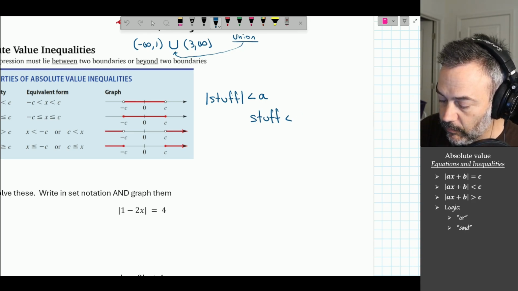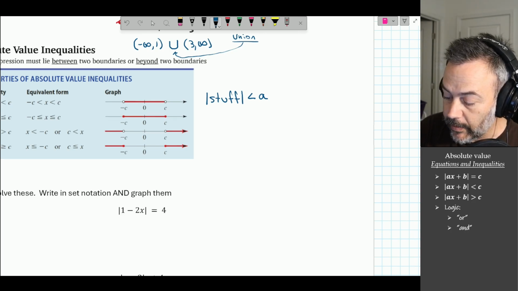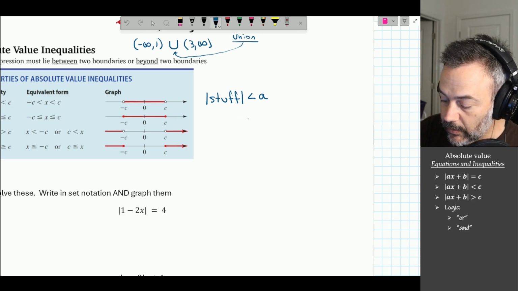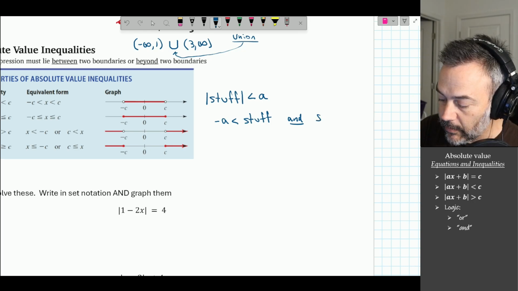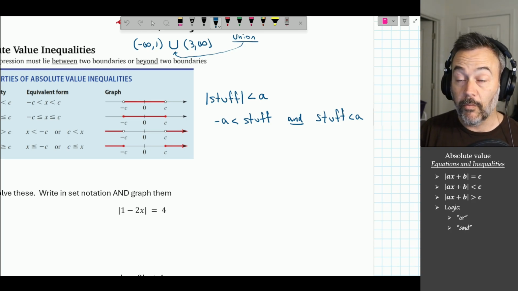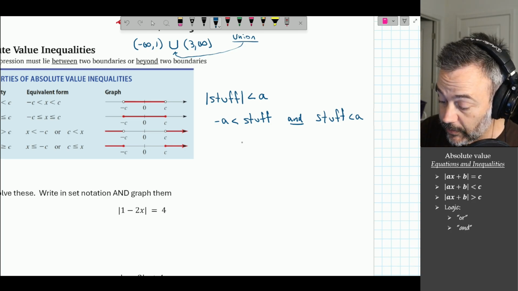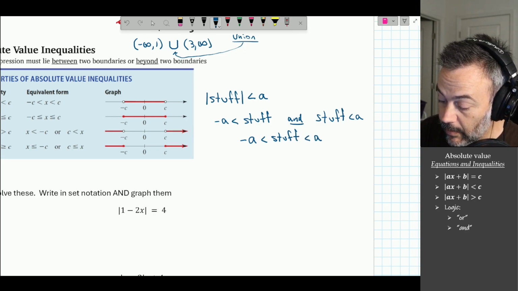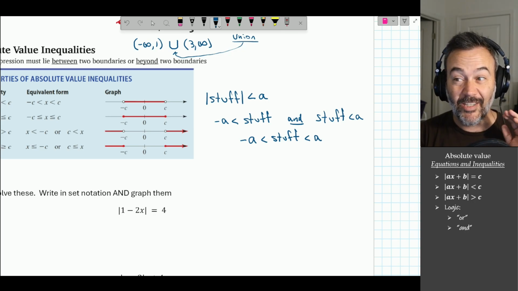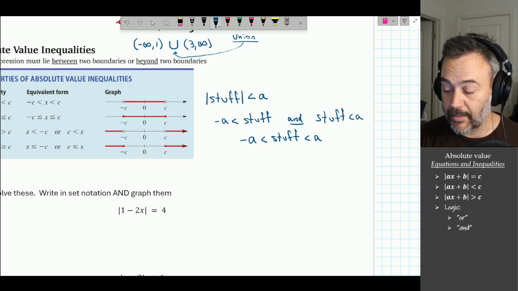And what it means is, well, there's two ways to write it. You can write it as the stuff, whatever that is, greater than negative a, and the stuff must be less than positive a. Now, what we'll often do is combine the two together logically, and we'll just write an inequality where we put the stuff here. So that stuff that was on the inside is greater than negative a and less than positive a.